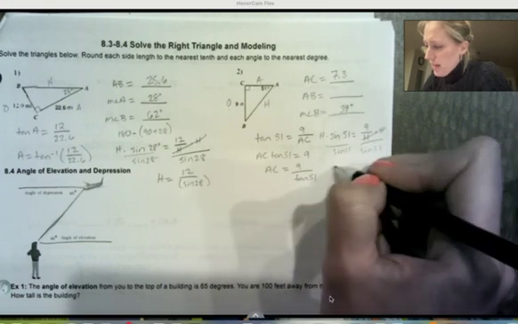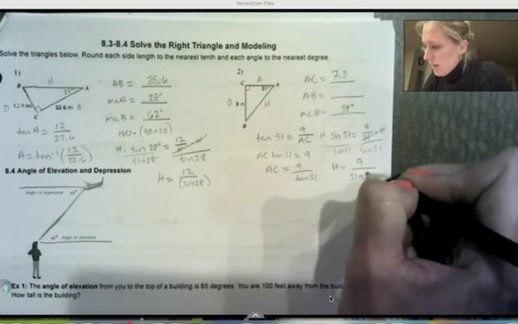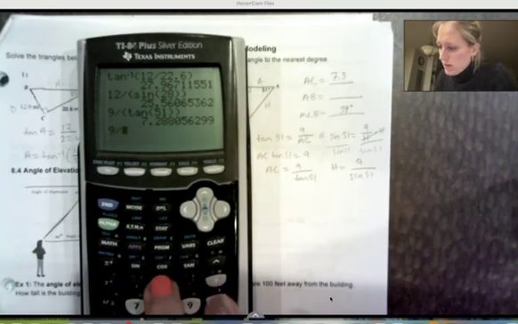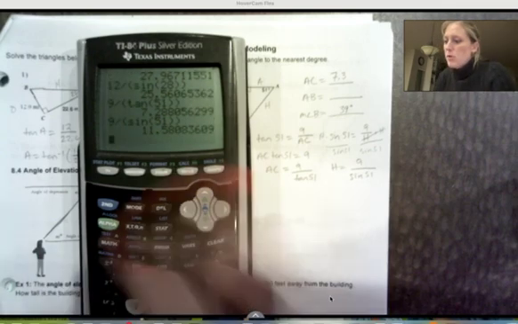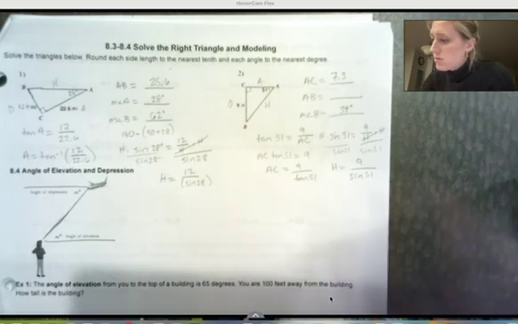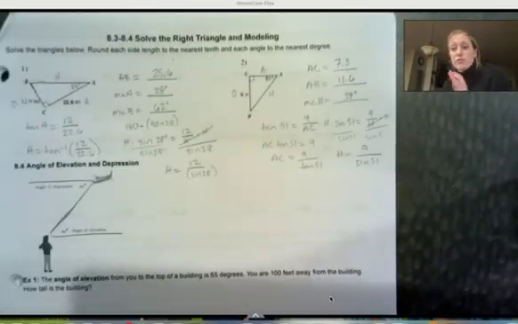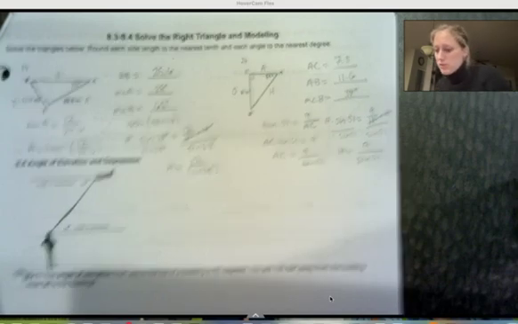So I'm going to get h is equal to 9 divided by sine of 51 degrees. And we get 11.6 when I round for side AB. Okay, so solve the triangle means find every missing piece, sides and angles.